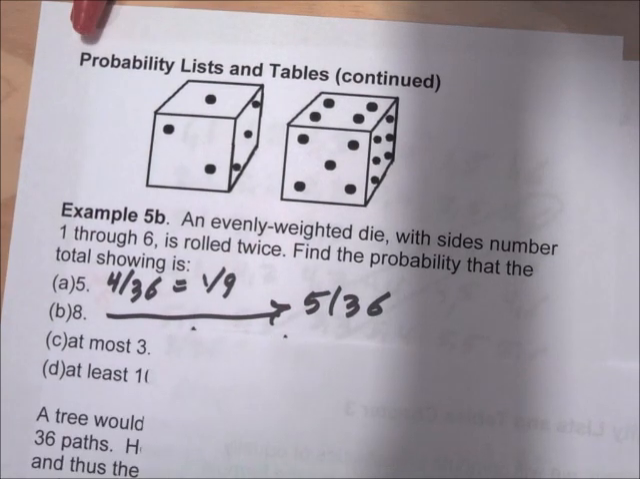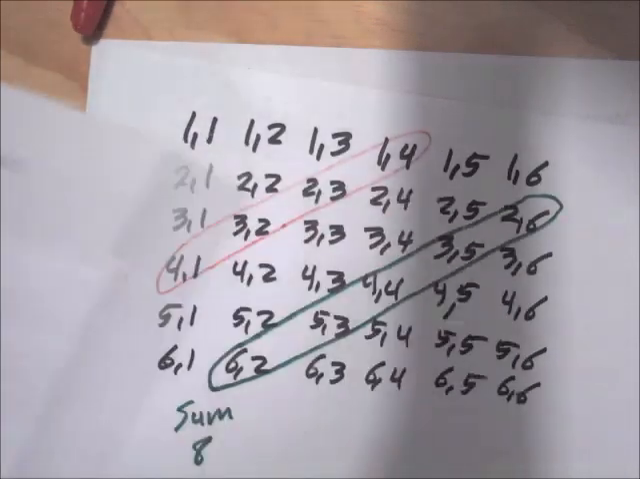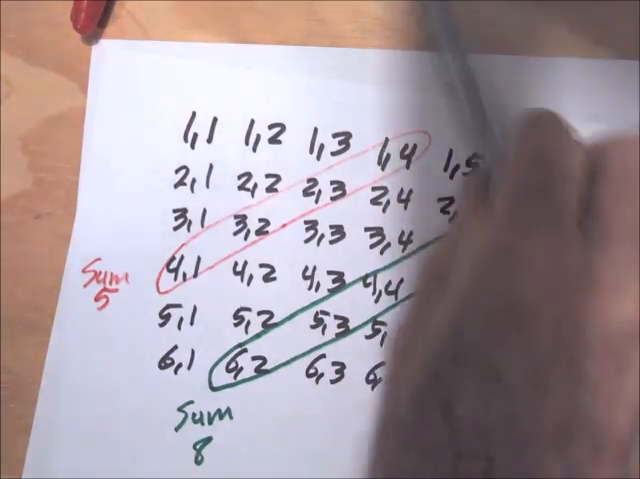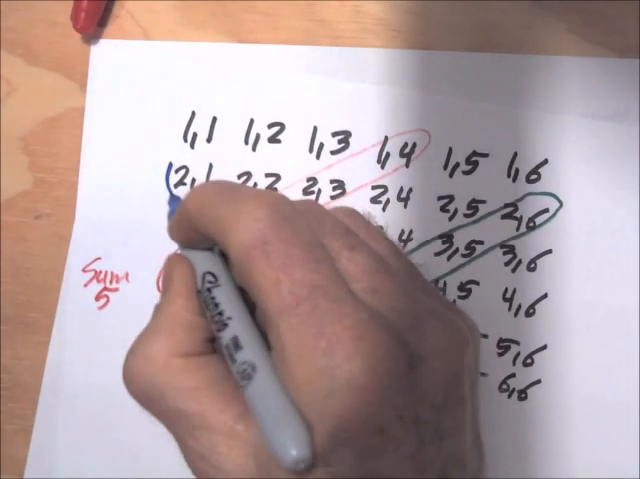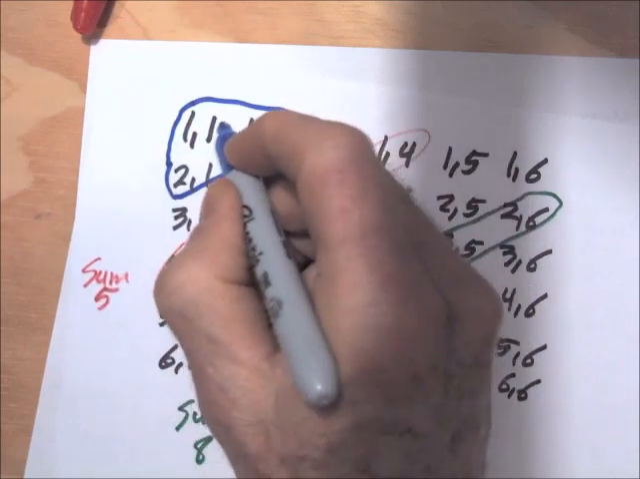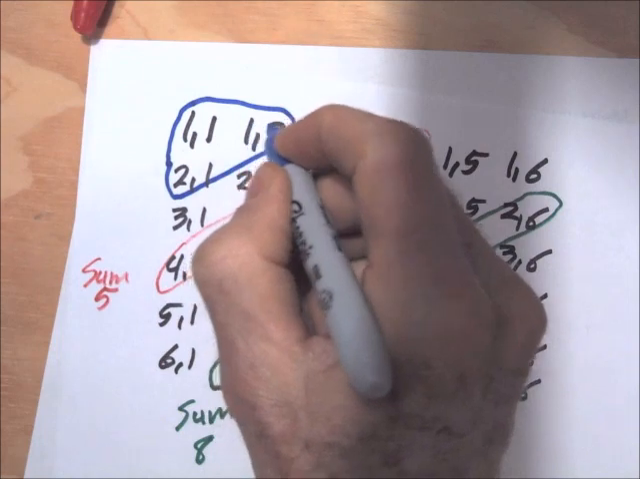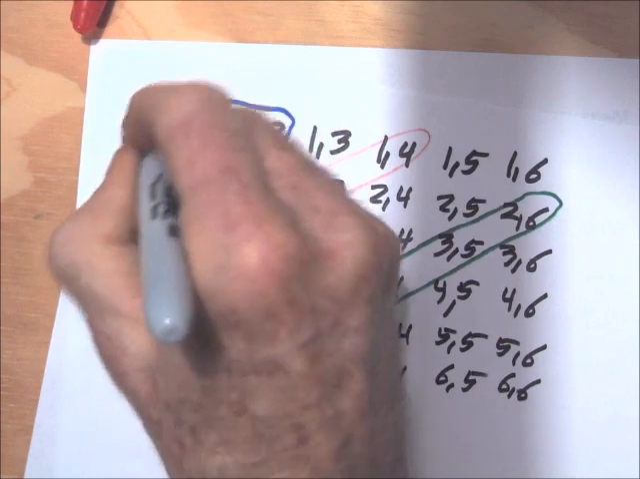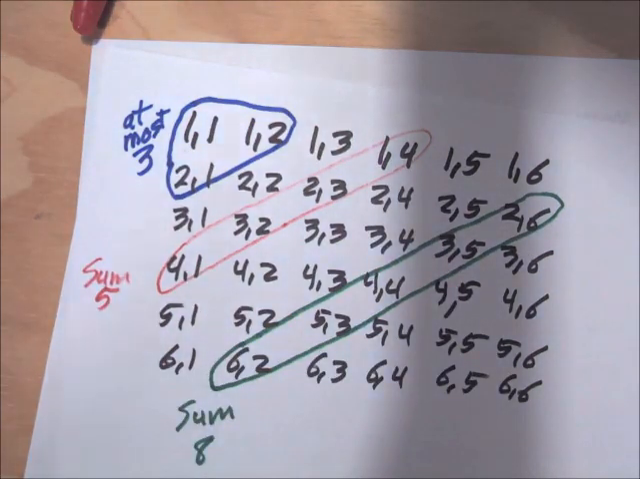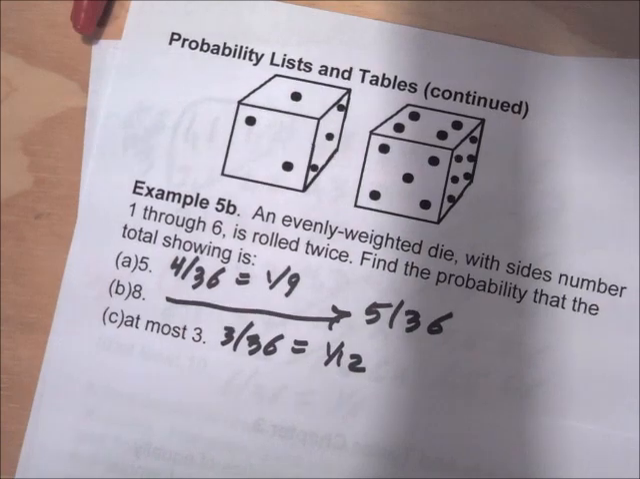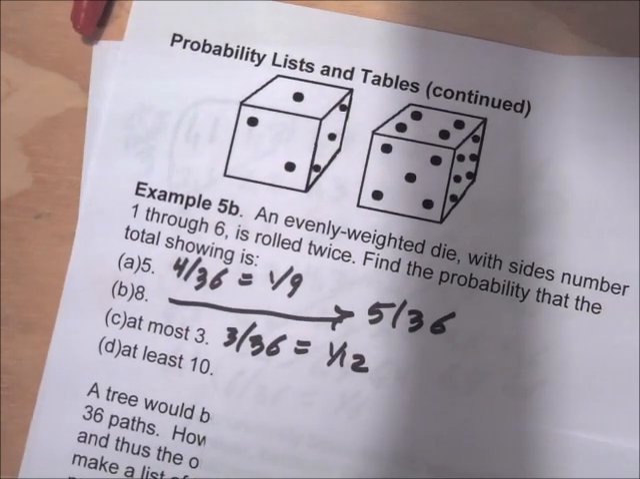Next one, at most 3. That means 3 or less. So that's going to be 2 plus 1, 1 plus 2, 1 plus 1. So 2 plus 1 is 3. 1 plus 1 is at most 3; it's actually 2, but it's less than 3. 1 plus 2, so this is at most 3. That means 3 or less. So it's 3 out of 36, which reduces to 1/12. So at most 3: 3 out of 36 reduces to 1/12. And then at least 10.